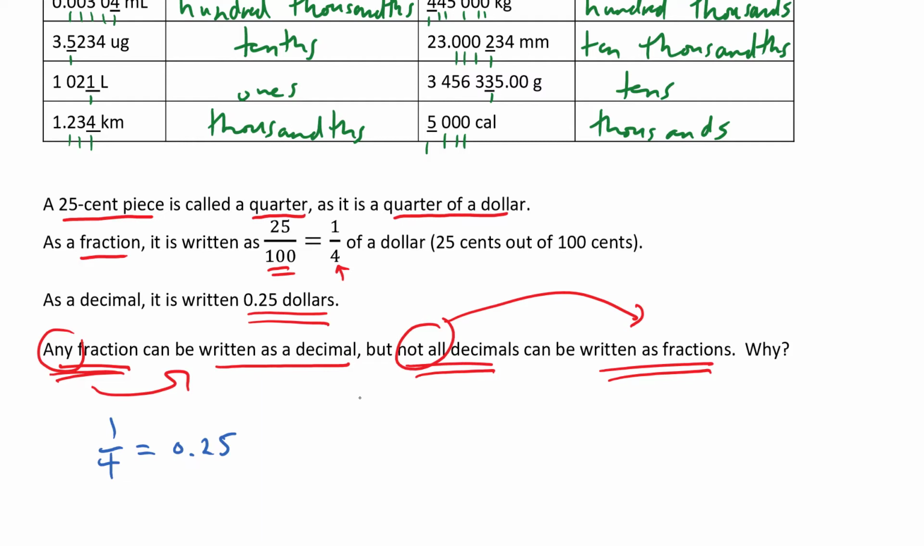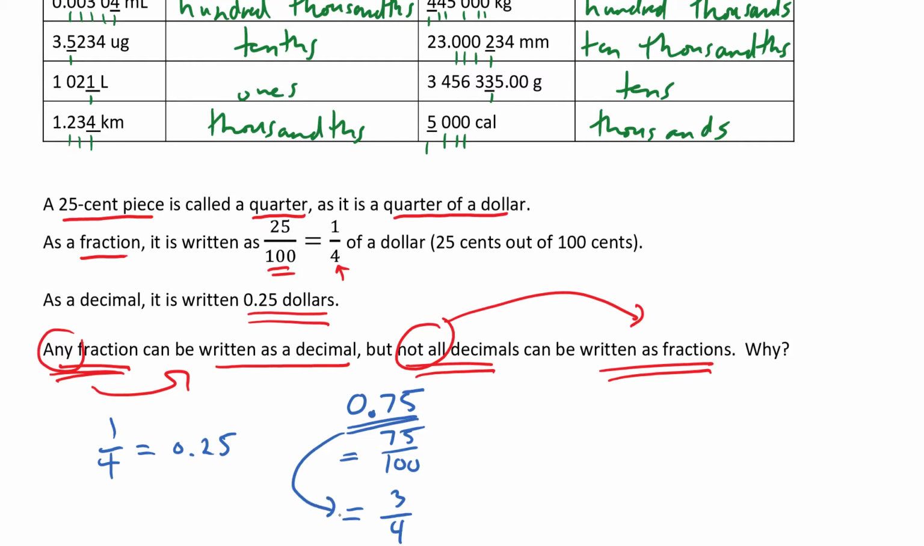But not all decimals can be written as fractions. Let me explain why. So here's a decimal, 0.75. I can write that as a fraction, 75 over 100. I can then simplify that down by taking a 25 out of the top and bottom, and I have 3 over 4. So this is a decimal that can be expressed as a fraction.